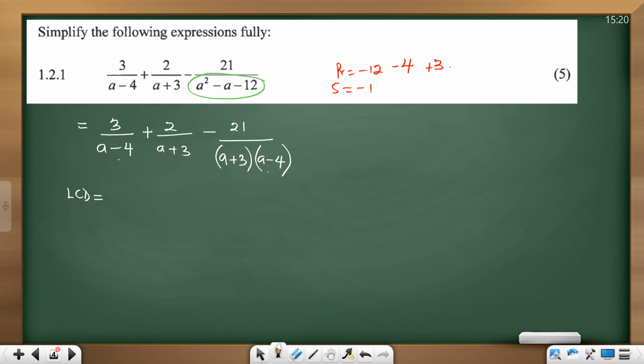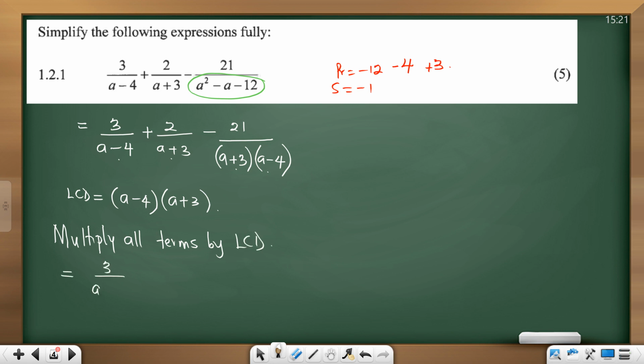There's a minus 4, there's a minus 4, so we can just pick 1. There's a plus 3, there's a plus 3, we can just pick 1. I hope you still remember. Now, here's the instruction. Multiply all terms by your LCD. So what would I have? You remember, whatever you do to one, you must do to the rest.